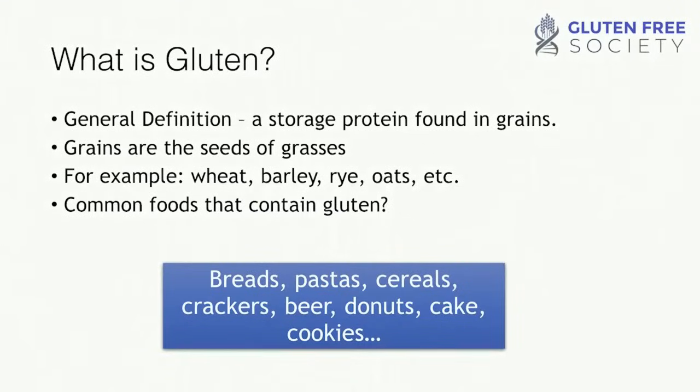So what is gluten? Let's start with a general definition, right? Gluten, very simply put, is a storage protein found in grains. Now, what does that really mean? A storage protein found in grains. So think of a grain as a seed. They're the seeds of grass, technically. And I say gluten is a storage protein, but it's actually more than one protein. It's a family of proteins.